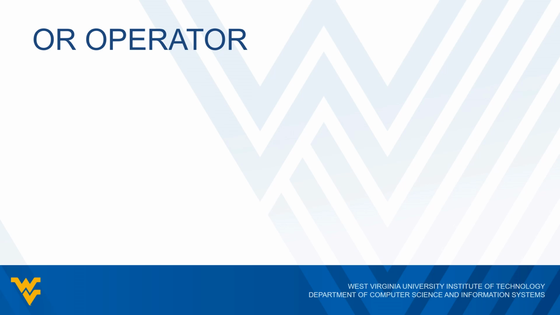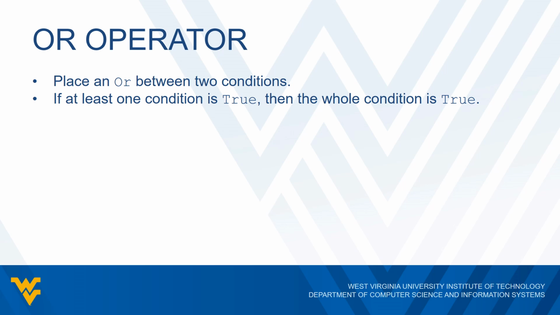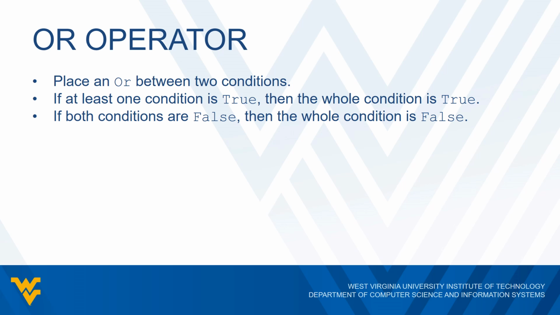The OR operator in Visual Basic works just like the OR operator in any other language. Now, to use it in Visual Basic, we would place the word OR between our two conditions. So if at least one of the conditions is true, then the whole thing is considered true. Now, if all the conditions, in this case both conditions, are false, then the whole condition is false.